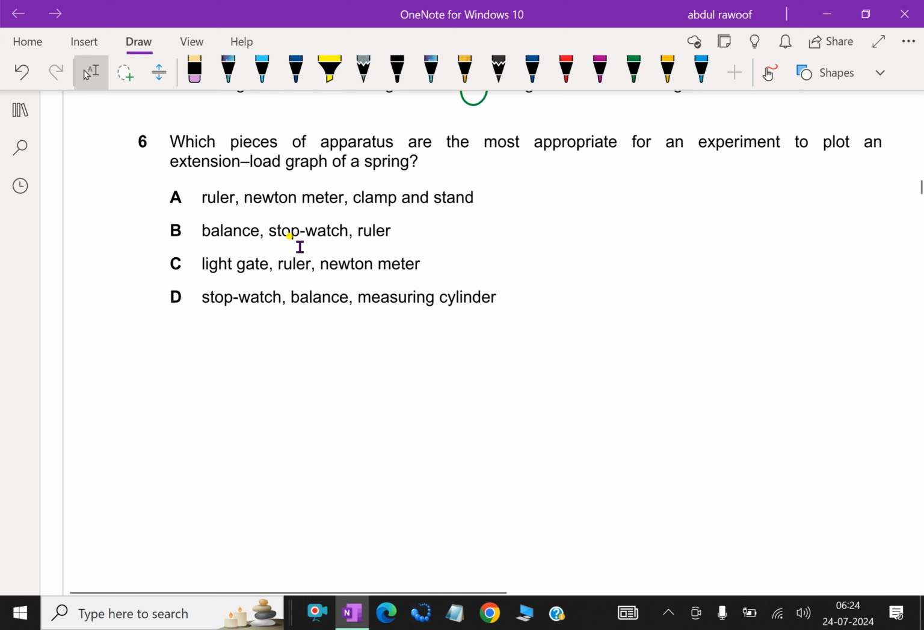Balance, stopwatch. Here time is not considered, so avoid B. Light gate, ruler, Newton meter. The stopwatch is not necessary. Here ruler, Newton meter, clamp and stand. Maybe here light gate, ruler, Newton meter, but the light gate is not necessary. Only the ruler, Newton meter, clamp and stand. Option A is correct.